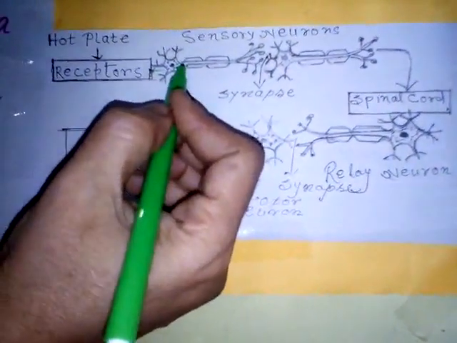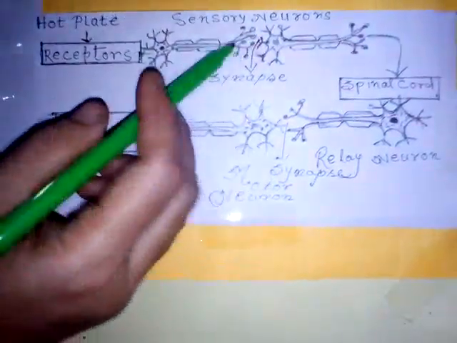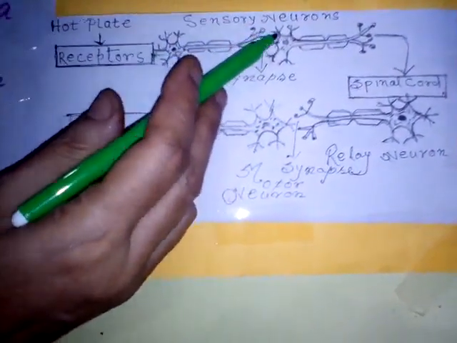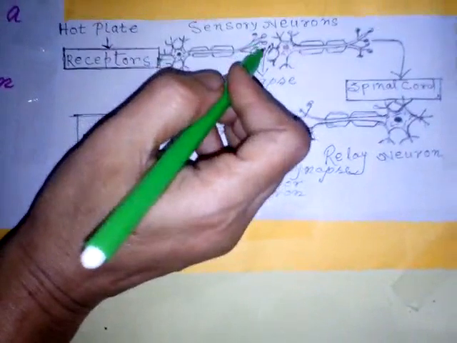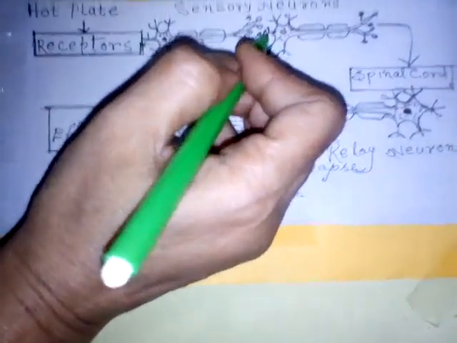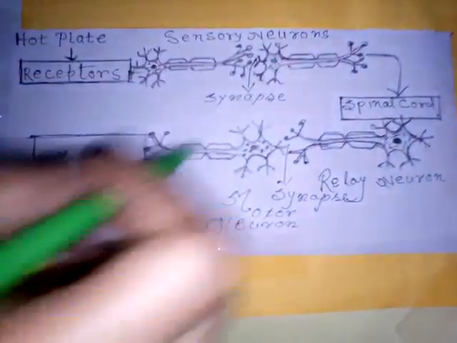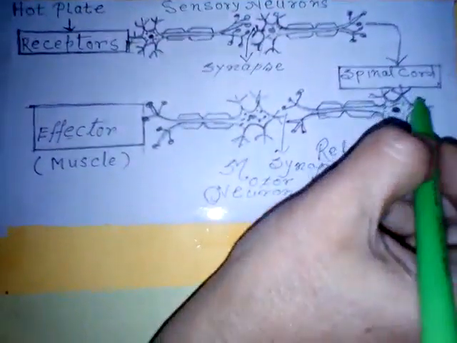Then the cell body sends it to the axon and ultimately it reaches the nerve ending. Whenever it reaches the nerve ending, a chemical substance is released, and this is known as neurotransmitter. This neurotransmitter helps the nerve impulse to cross this gap, and this gap is known as synapse. In this way, the nerve impulse is transmitted to the nearby neuron with the help of neurotransmitter, and this process continues and ultimately the nerve impulse reaches our spinal cord.